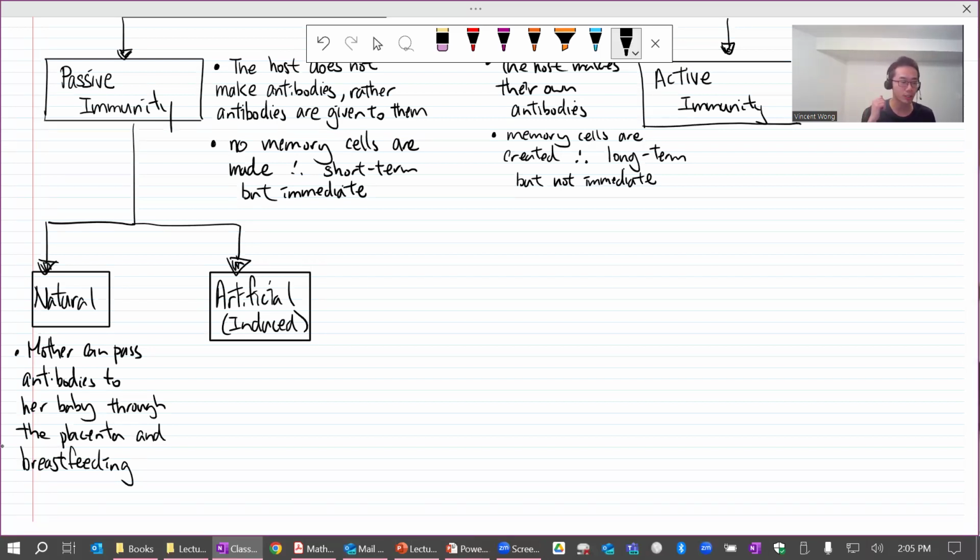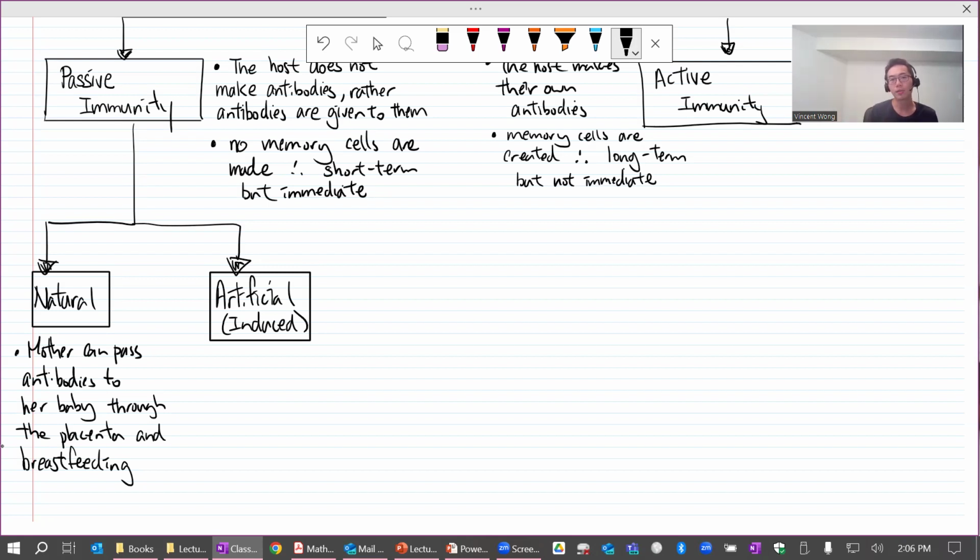During the pandemic, my sister was pregnant, and she was not sure if she should get the COVID vaccine, worrying that it's going to affect the baby. But then her doctor said, yes, you should get the vaccine, because if you get immunity for COVID, you can actually pass that immunity to your baby. That's an example of natural passive immunity. There's nothing artificial about this. Mother to baby, natural.